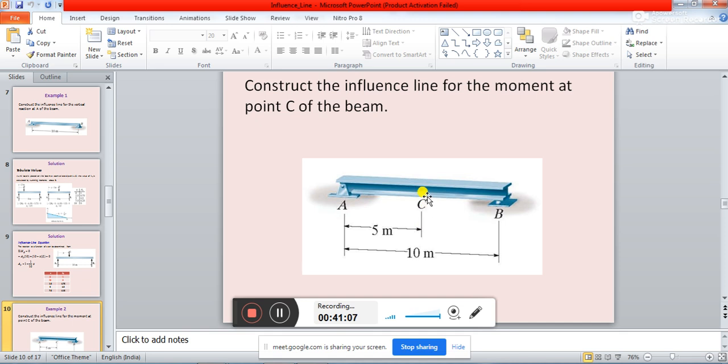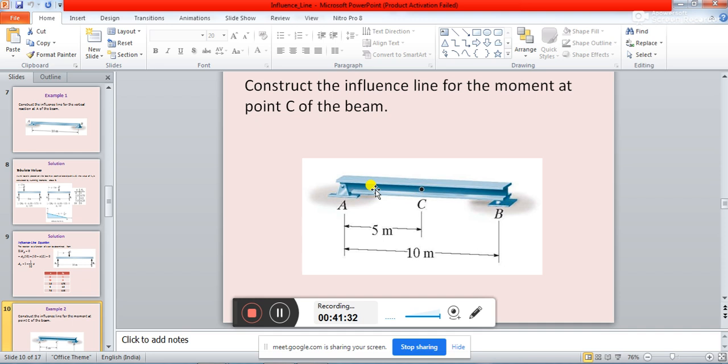See, the position of the C may change. So for every change in position of C, that specified point's position will change, and when that specified point's position will change, your influence lines will also change.